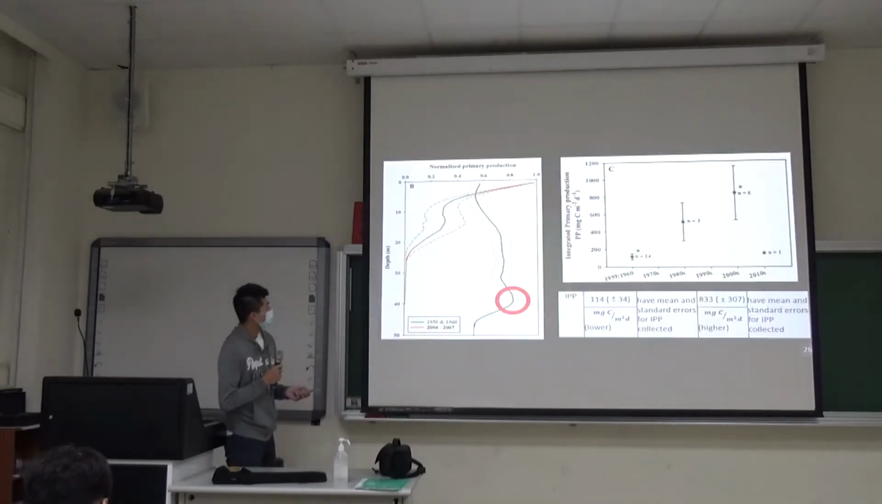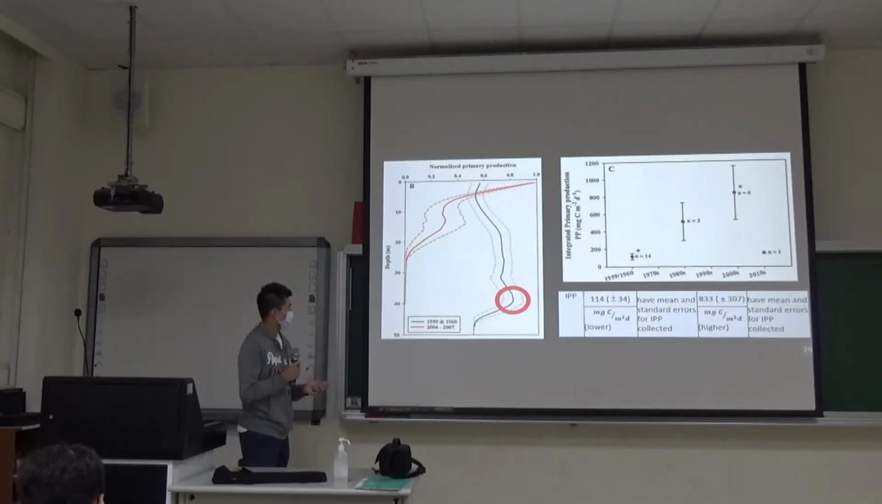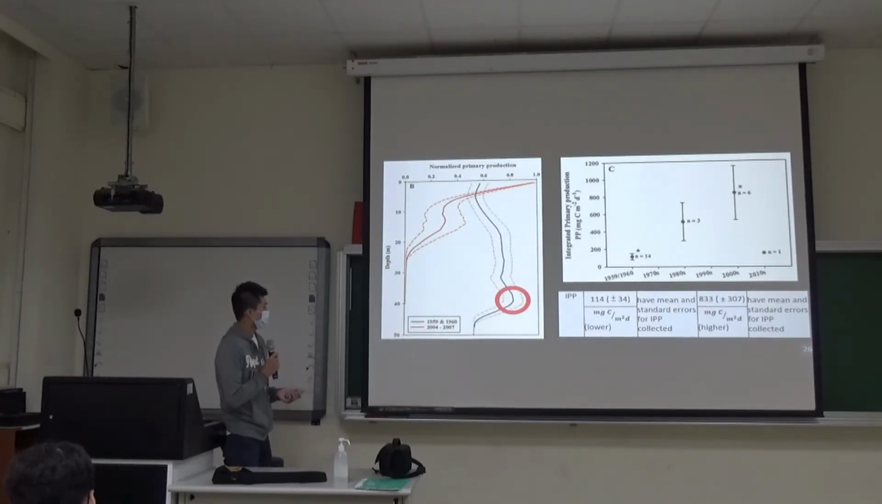First we look at this left plot. We got the data from 1959 to 1960, and they have a very obvious peak here. But as time goes on, in 2004 to 2007, they just have a maximum at the surface, and it declines with depth. So this is the trend that has been changing here.